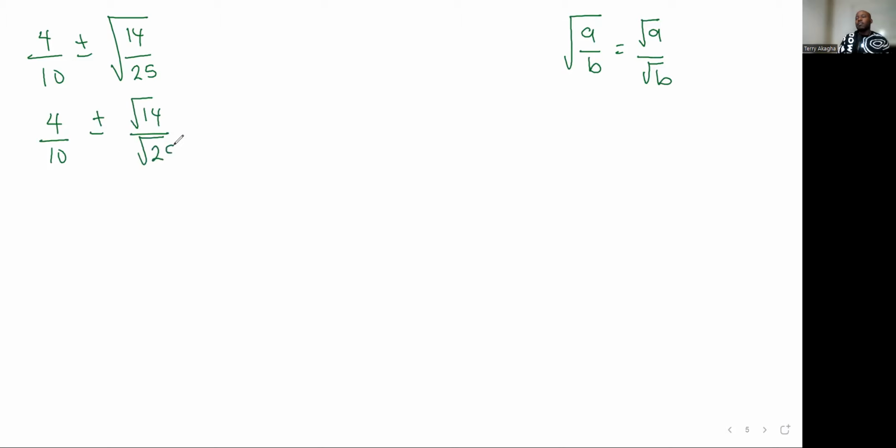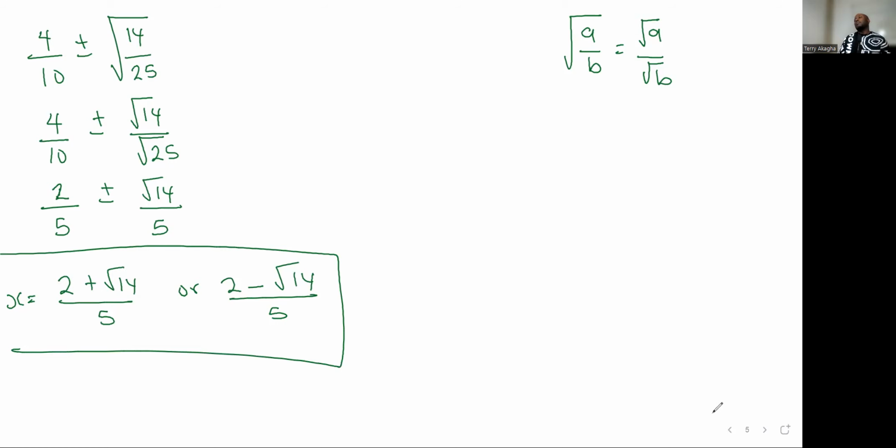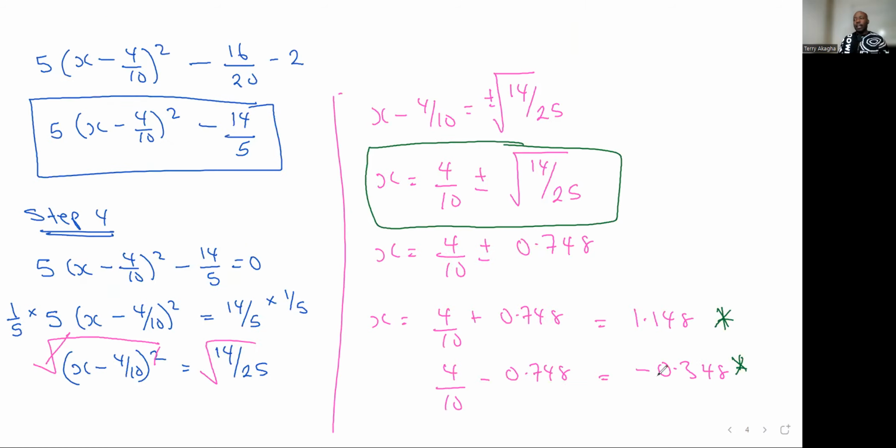Now 4 over 10 is the same thing as 2 over 5, plus or minus the square root of 14, and the square root of 25 is 5. You can see the denominators are the same. So that means the same thing as saying (2 plus the square root of 14) over 5 or (2 minus the square root of 14) over 5. So this is the value for x. If they want it in short form, you leave your answer like that. But if they want it in decimals, you do it like that. All right?